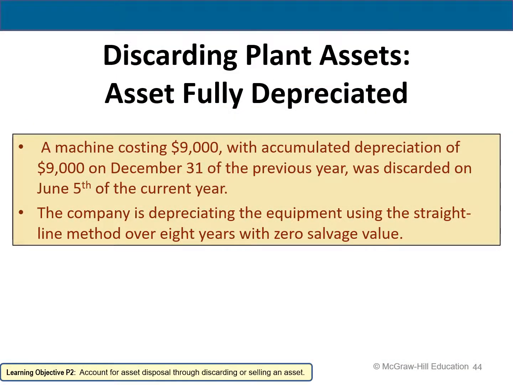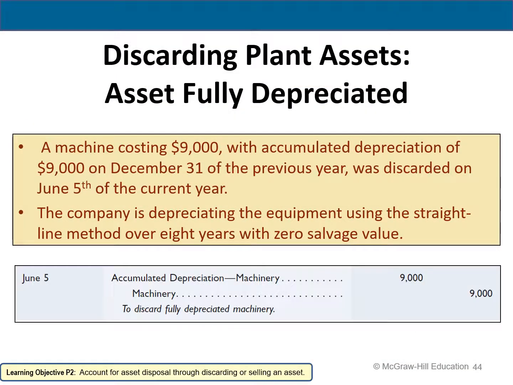All right, so machinery costing $9,000 with accumulated depreciation of $9,000 was discarded on June 5th of the current year. The company was depreciating the equipment using the straight line method over 8 years with a 0 salvage value. So in this case, the equipment is fully depreciated, and so we just have to remove it from our books. The way that you do that is you reduce your accumulated depreciation with a debit, and you reduce your cost with a credit. It's fully depreciated, easy peasy. Okay.